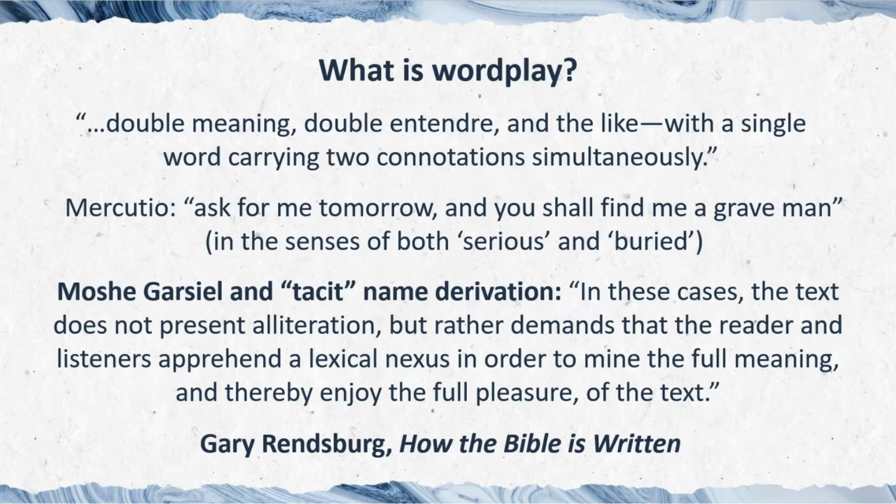And specifically what we're going to see today between Samuel and Saul is what's called a tacit name derivation, a term from Moshe Garsiel. He's done a lot of work on the theology of names in the Hebrew Bible. And he says, in these cases, the text does not present alliteration, but rather demands that the reader and listeners apprehend a lexical nexus, which is fancy for just saying a series of different words like smug and smudge, in order to mine the full meaning and thereby enjoy the full pleasure of the text. So this is just an invitation to enjoy the text even more. Like you said, not to look for a hidden meaning, but to just get the full enjoyment of what is meant by the biblical authors.